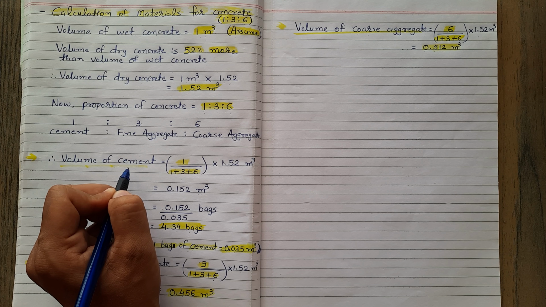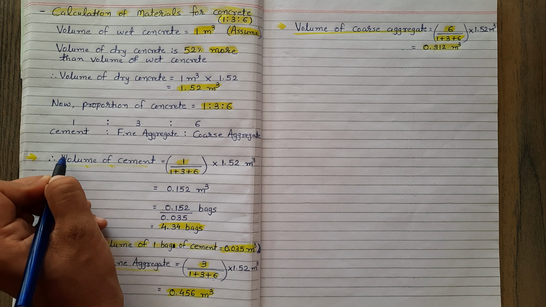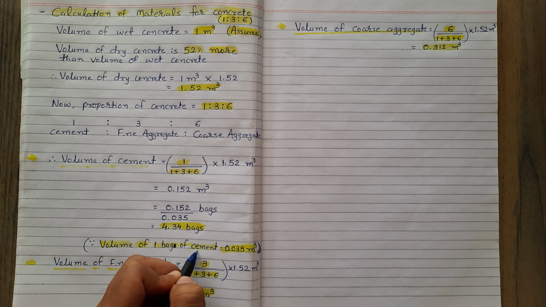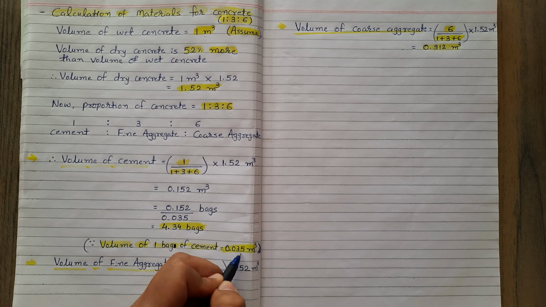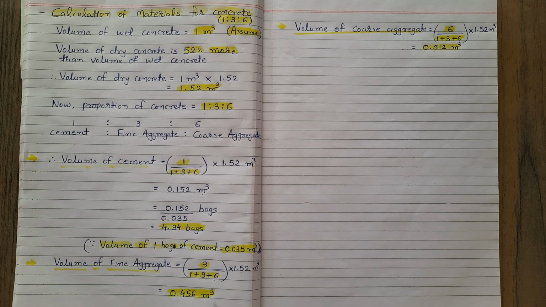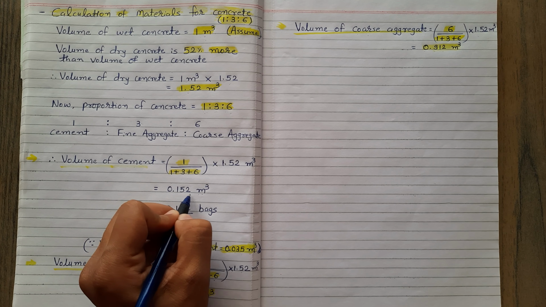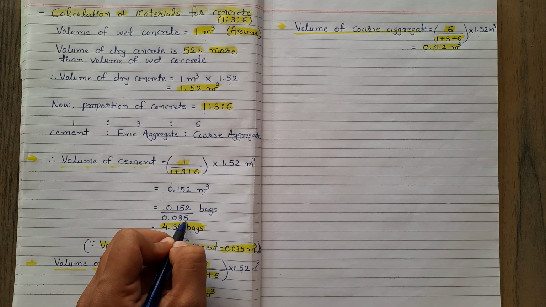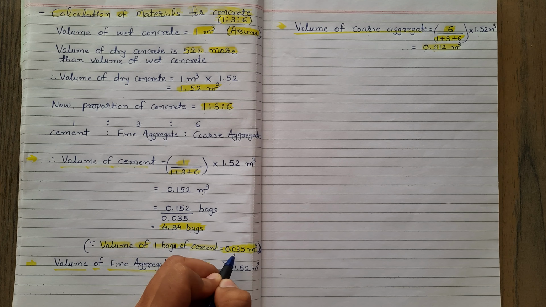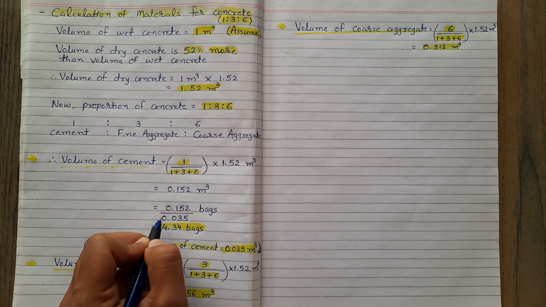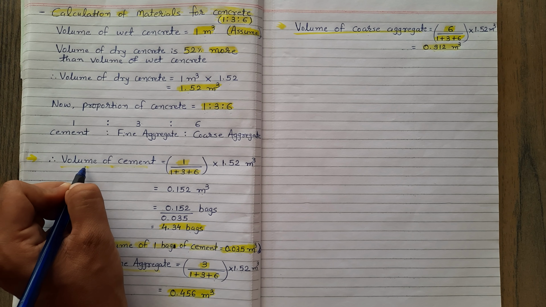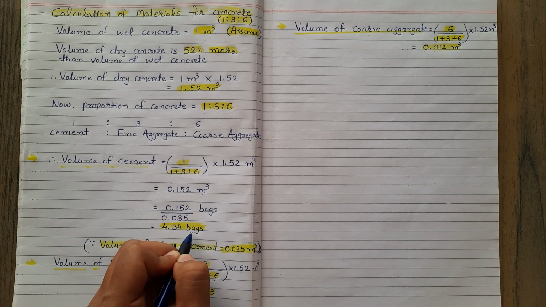Now the volume of cement we are getting is in meter cube, but cement is available in the market in the form of bags, so we have to find the volume of cement in the form of bags. So remember, the volume of 1 bag of cement is equal to 0.035 meter cube, and divide 0.152 meter cube by 0.035, the volume of 1 bag of cement. So you will get 4.34 bags of cement.